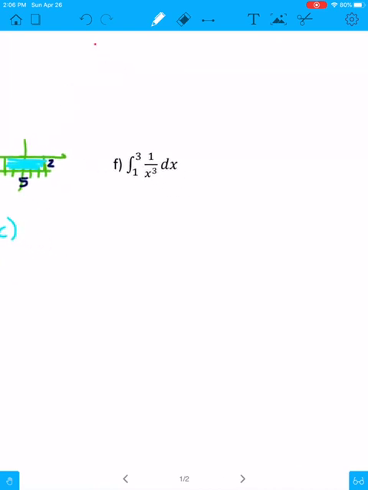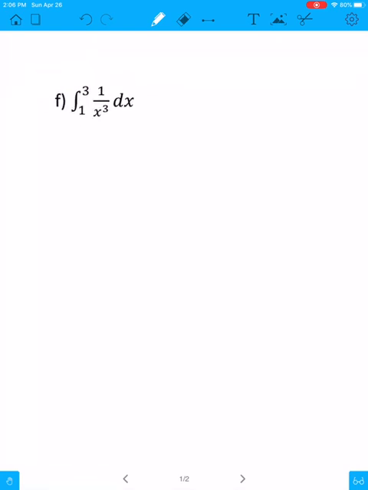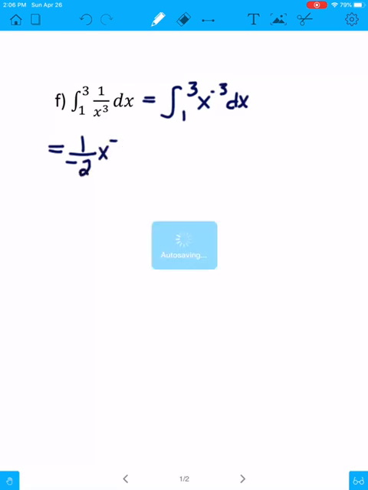Let's look at the last one on this page. So we have the integral from 1 to 3 of 1 over x cubed. The first thing I would do is write x to the negative 3 dx, just because it's easier to deal with. The only one I don't change is 1 over x, because that's just ln. So the antiderivative of that is going to be add 1, so it's negative 2 actually. So we're going to get 1 over negative 2 times x to the negative 2 plus c from 1 to 3.